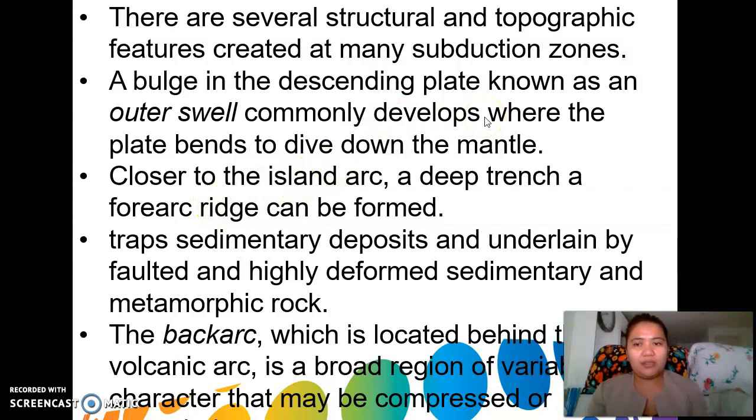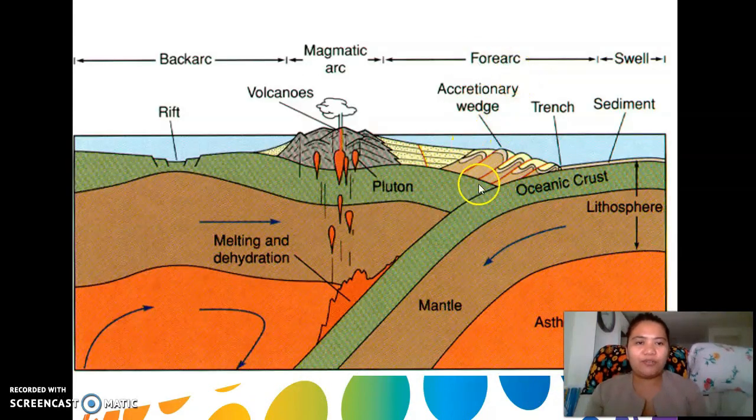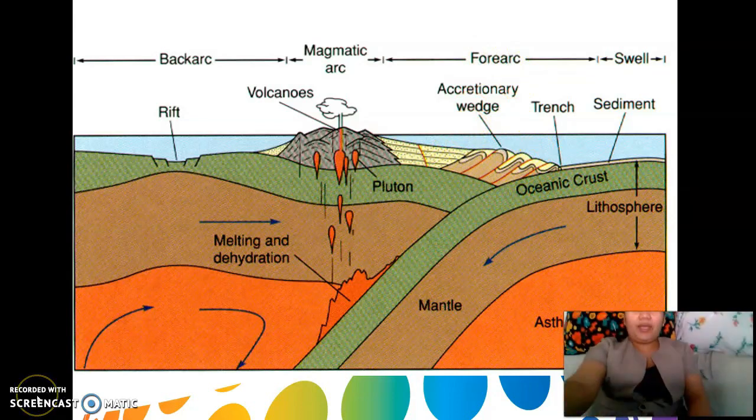And then the other one is on the plate overriding atop the subducting plate. Closer to the island arc, a deep trench and a forearc ridge can be formed. They trap sedimentary deposits and are underlain by faulted and highly deformed sedimentary and metamorphic rock. So again, let's go back. This is your forearc ridge.